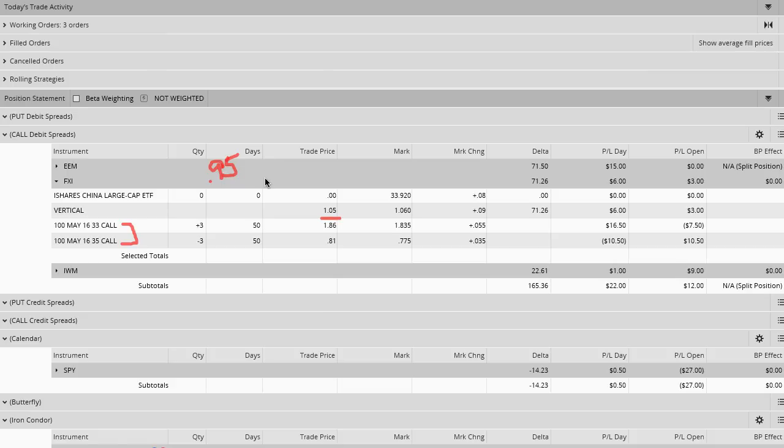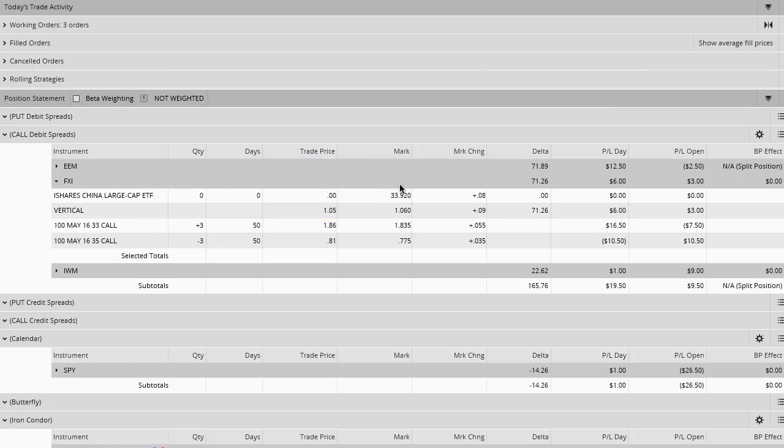So half of that $95 is basically $47.50. And again, we'll just round down. You don't have to be exact with $47.50, but let's just say we want to add $47 of value to this contract. So if the contract starts at 105, we add the $47 value. We're looking to close this trade when the value of this contract goes up to 152.